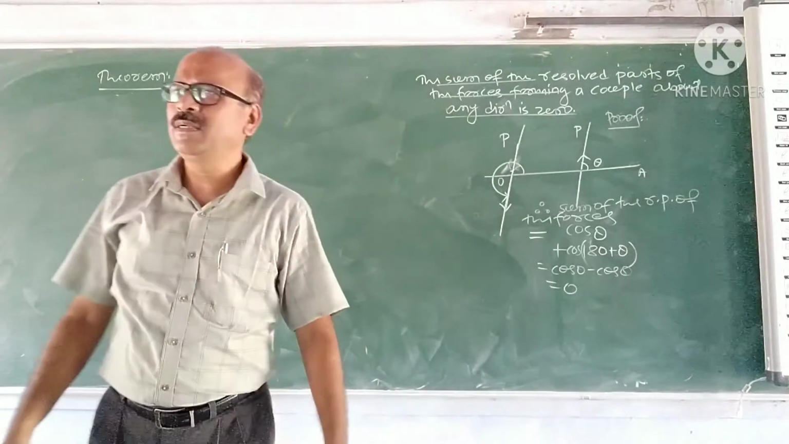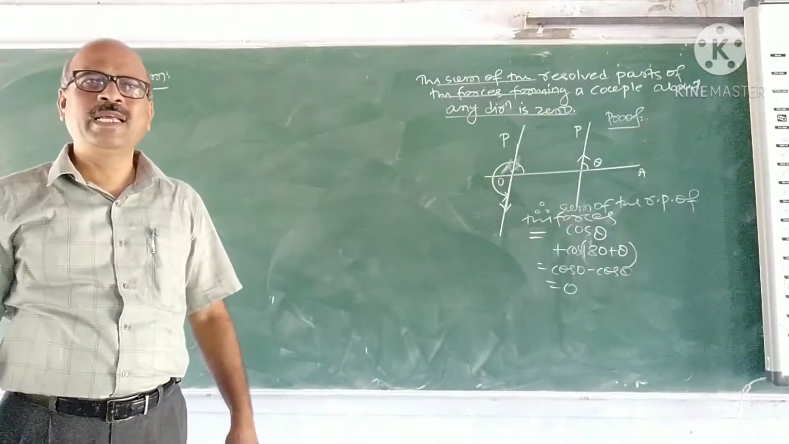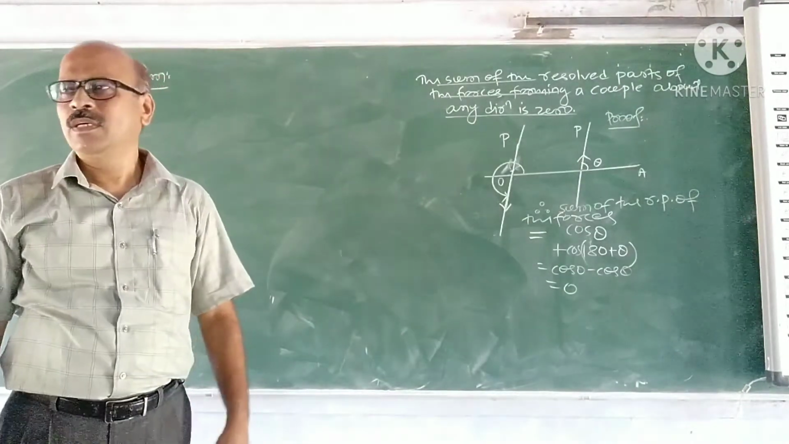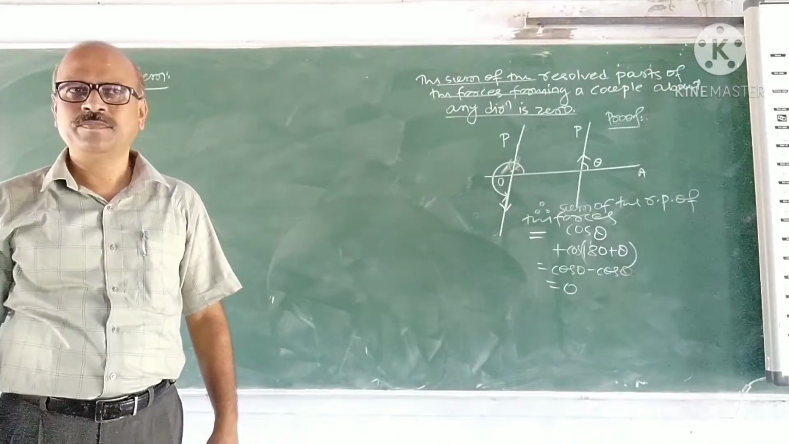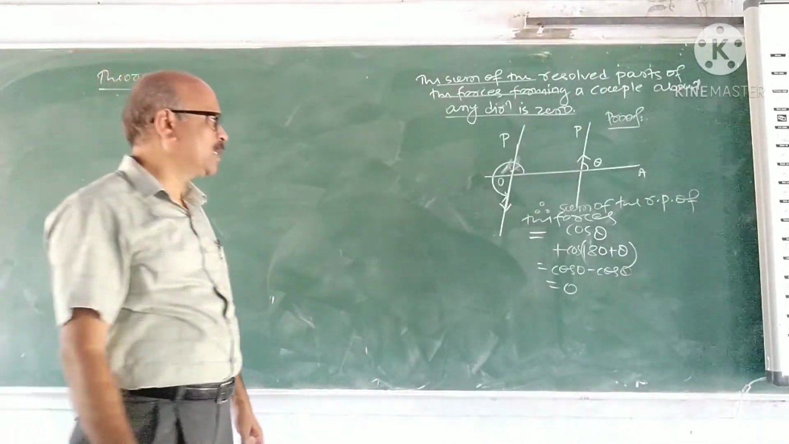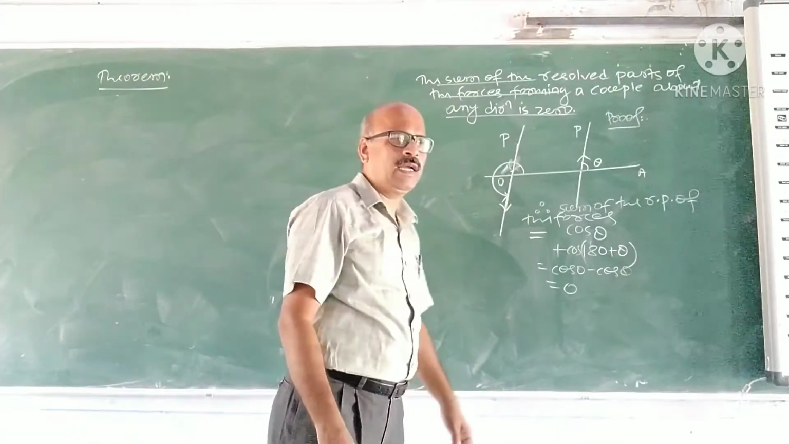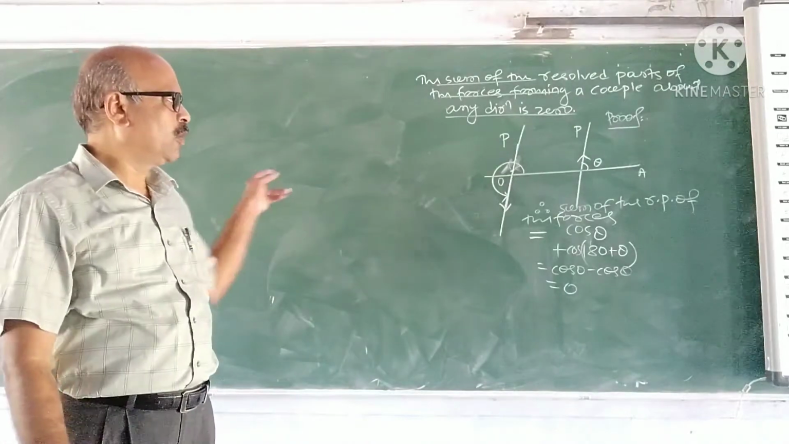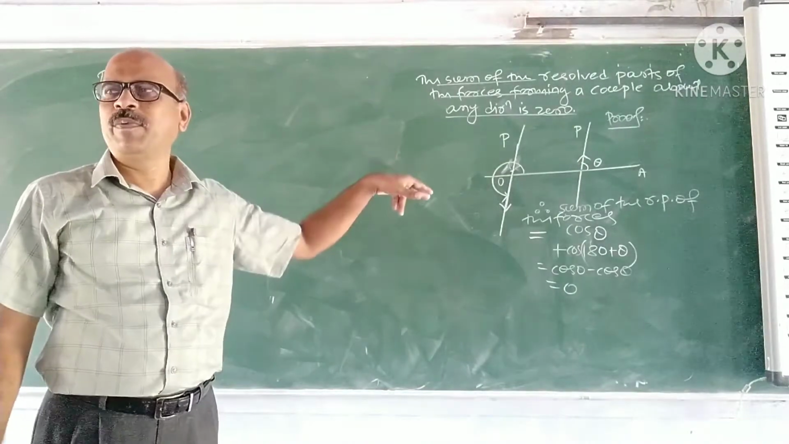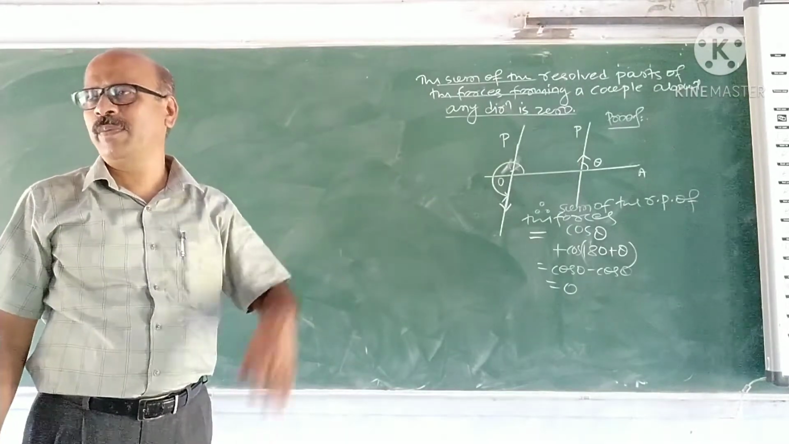Simple result there, but you should have some idea about resolved parts. Resolved part means F cos theta, F sin theta. They are the resolved parts. Resolved parts means components taken along two perpendicular directions. If you take along OA, then perpendicular to OA, they are the resolved parts.